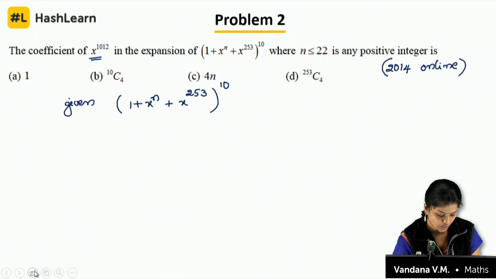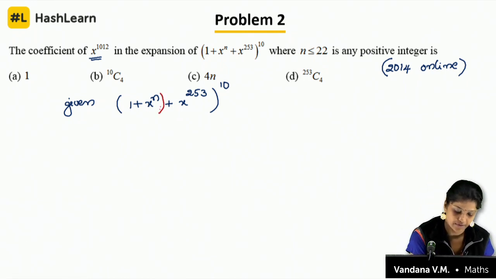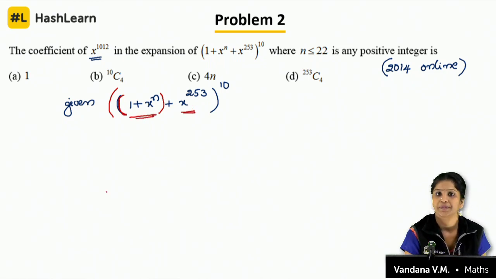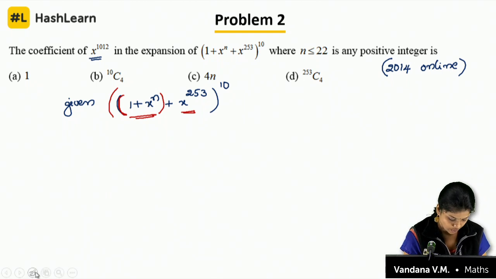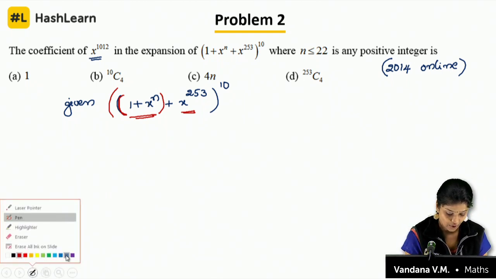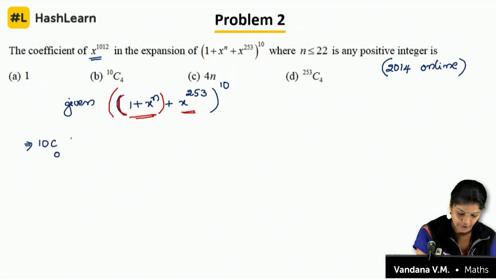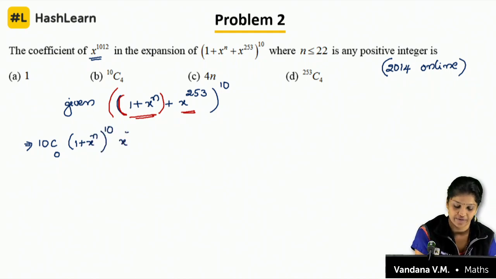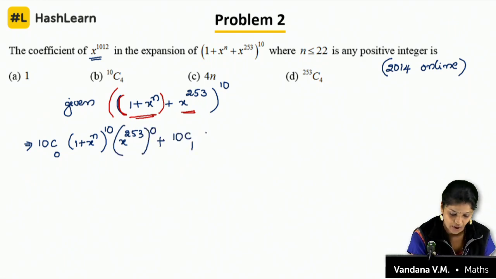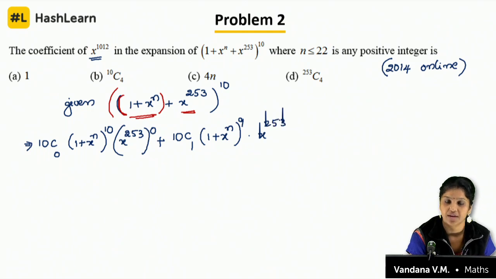How will I make it only 2 terms, children? Like this. Now, this is 1 term, this is 1 term. Now you expand using the binomial theorem. What is the first term? 10C0 (1 plus x power n) whole power 10, (x power 253) whole power 0. Next term is 10C1 (1 plus x power n) whole power 9 into x power 253.